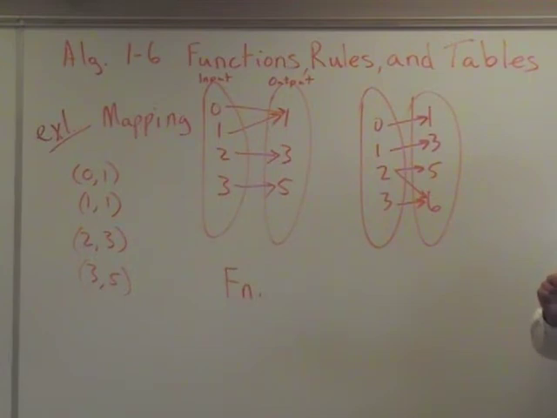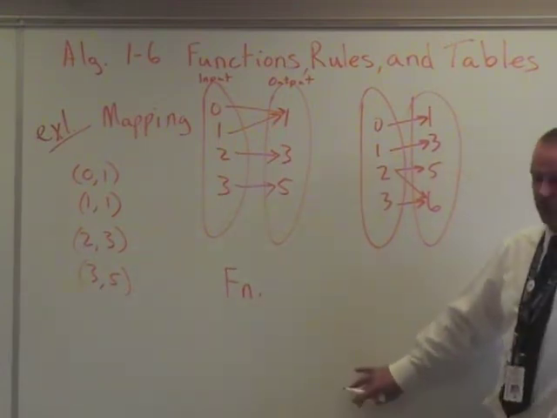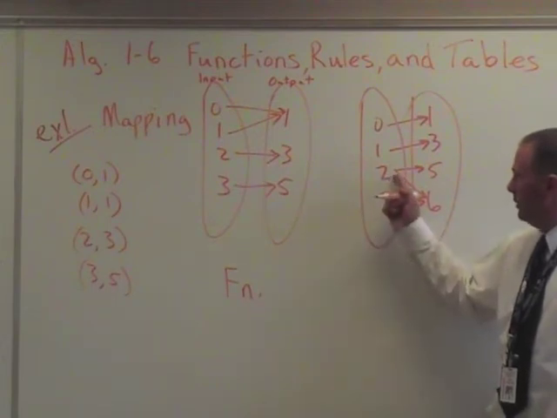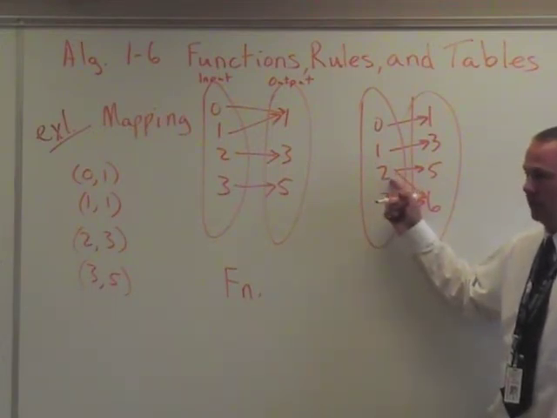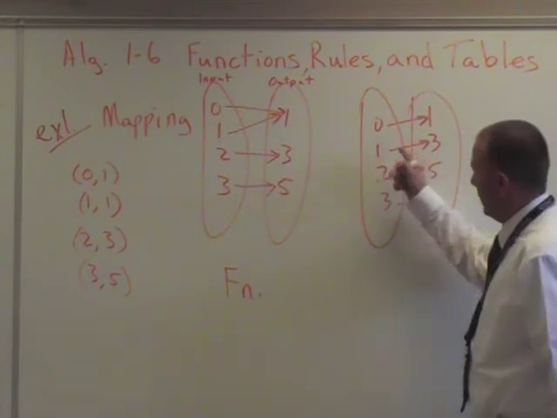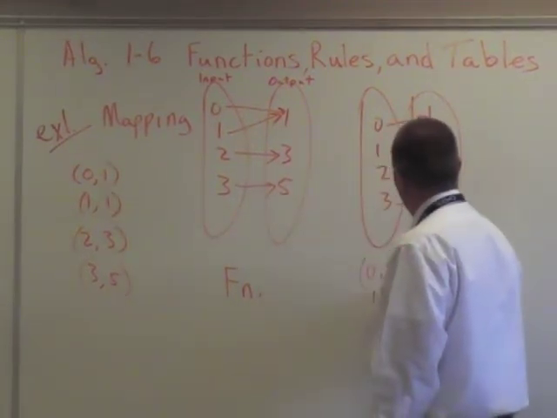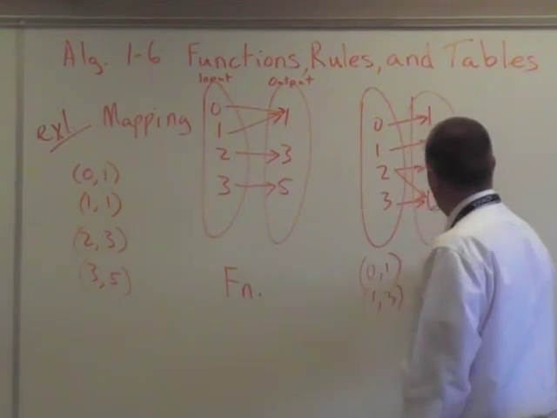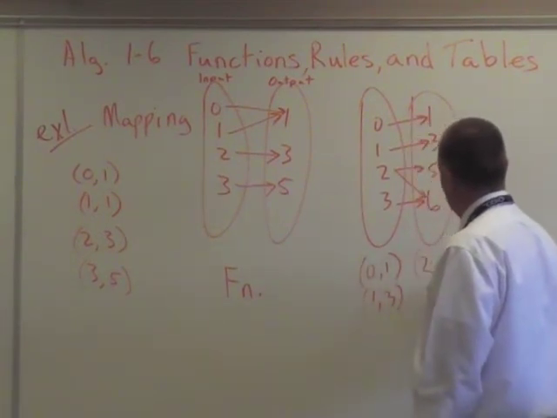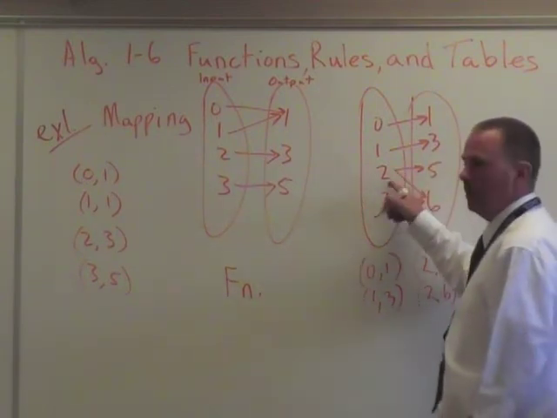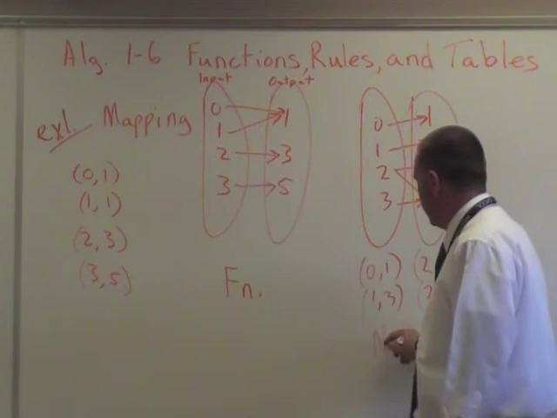Okay. The definition I gave you that you needed to understand for what a function was in your notes: you cannot have duplicate x values. You have two x values here that are the same. If I write this in coordinate form, what do I get? I get (0, 1), (1, 3), (2, 5), and (2, 6). Look, you now have duplicate x values. That's what that means. There's two arrows coming from the same x value. This is not a function.